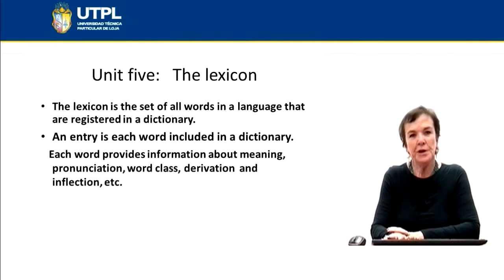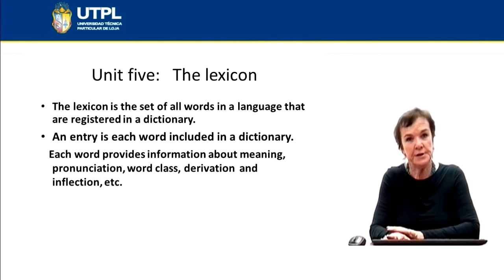This time we are going to talk about the lexicon. The lexicon is the set of all words in a language that are registered in a dictionary. An entry is each word included in it. Sometimes a word might have two different entries because there are basic differences in meaning attached to that single word.